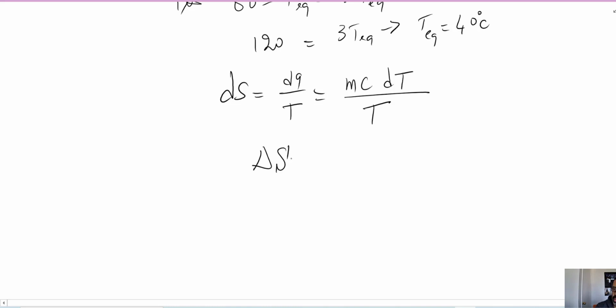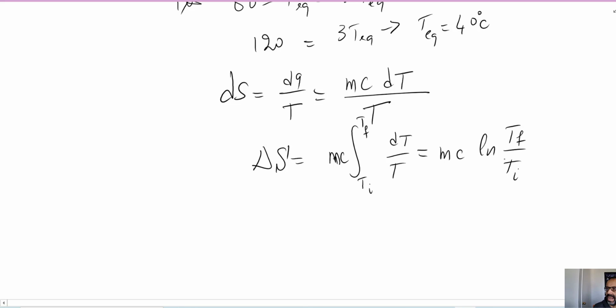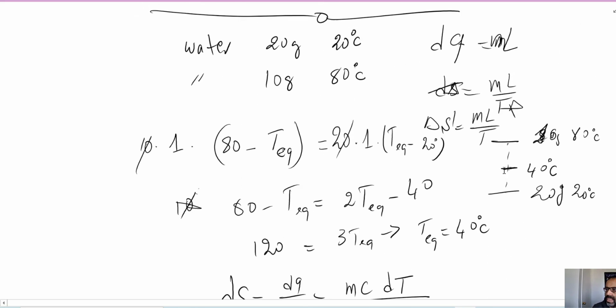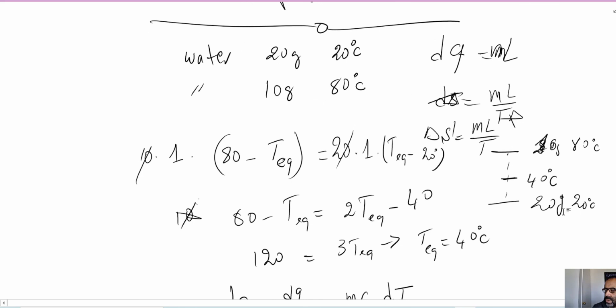So delta S, in general the change in the entropy, is going to be mc, which is constant, the mass times the specific heat, from T initial to T final of dT over T, and we have seen this integral several times in thermodynamics, which is just the ln of T final over T initial. Obviously, if T final is higher than T initial, then there is an increase in temperature. So the water whose temperature went up from 20 degrees to 40 degrees sees an increase in the entropy. However, the water that has its T final less than its T initial will see a decrease in the entropy.